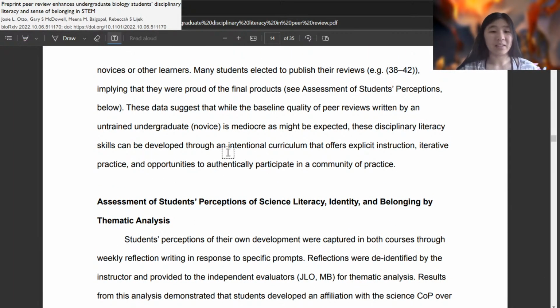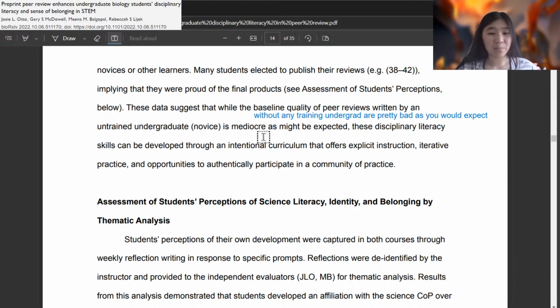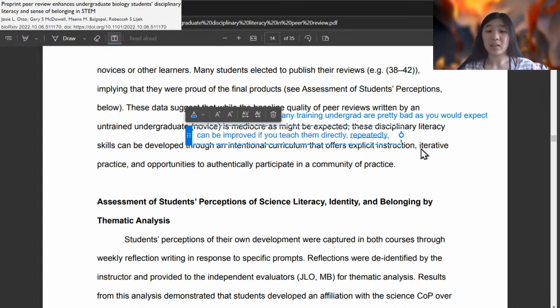So basically means that baseline quality, so without any training, undergrads are pretty bad, as you would expect. But it can be improved if you teach them directly and repeatedly, that's what iterative means, and allow them to participate in the scientific community.